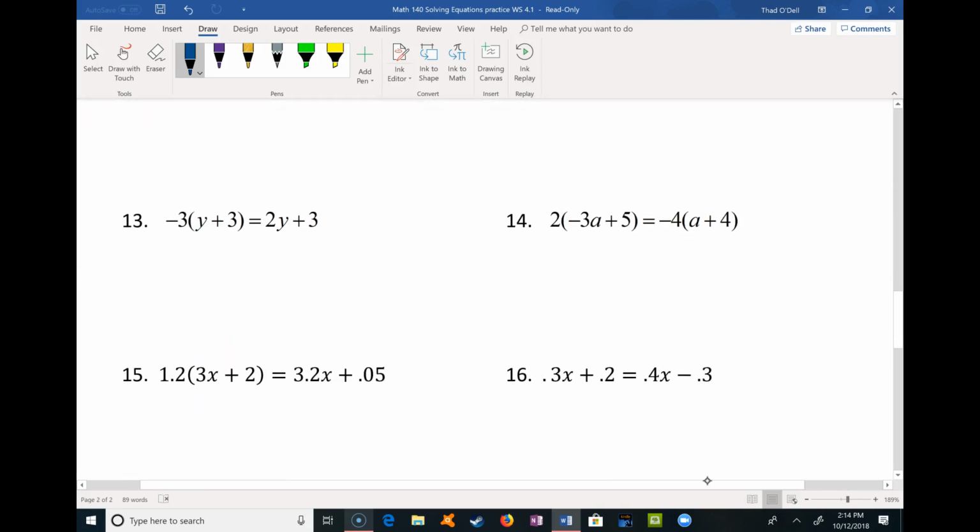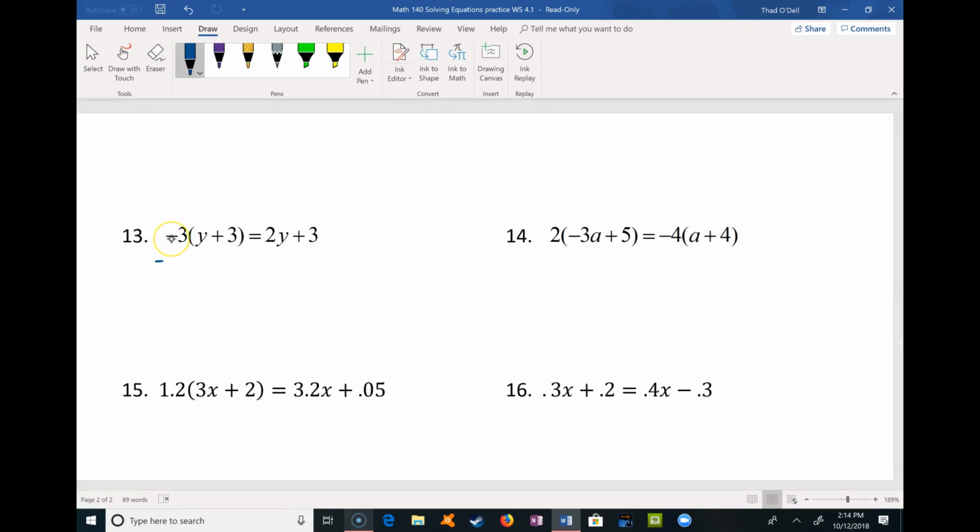Okay, here we just have to distribute the negative 3 through, so that would be negative 3y, negative 3y minus 9 is equal to 2y plus 3. So if I add 3y to both sides, I get negative 9 is equal to 5y plus 3. Then subtract 3 from both sides. I get negative 12 is equal to 5y. Divide both sides by 5, and I get negative 12 fifths is equal to y.